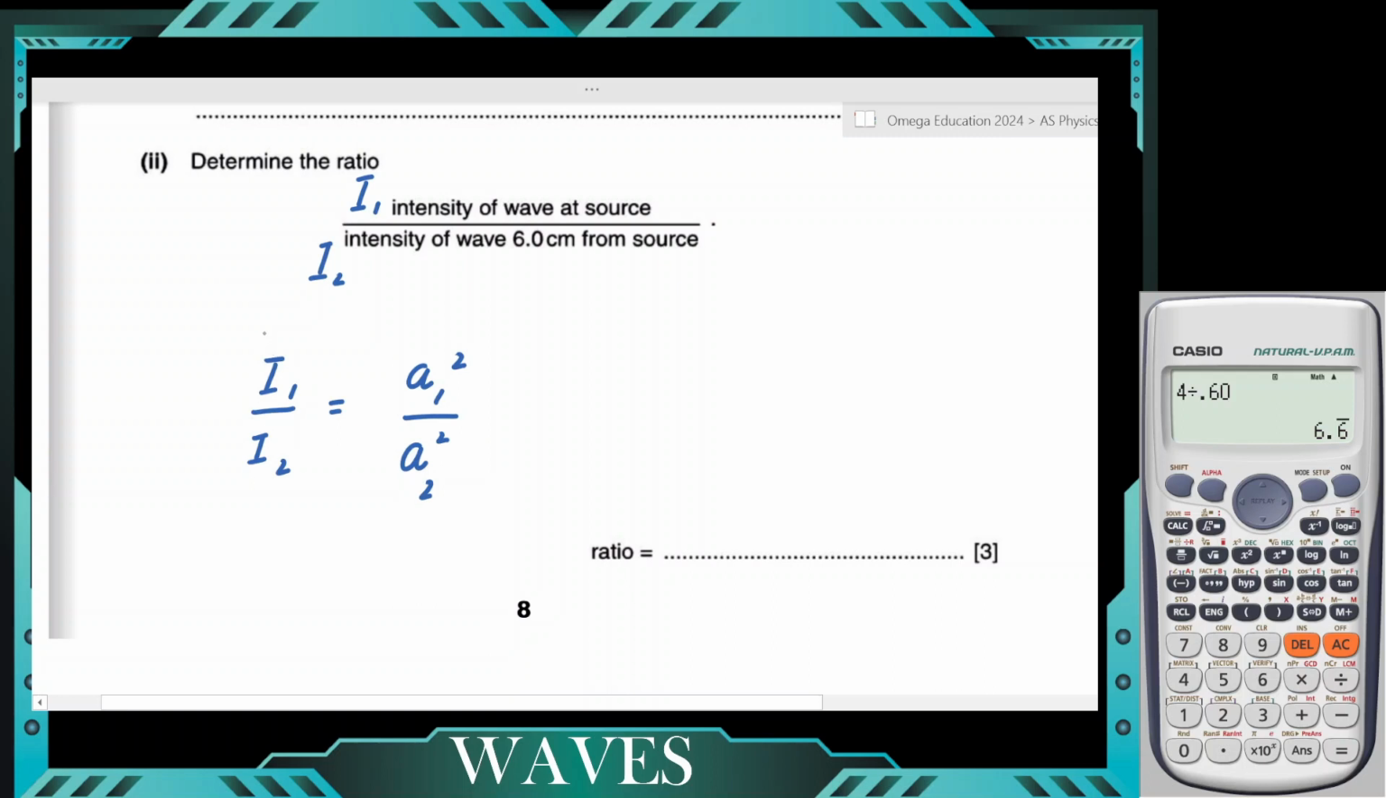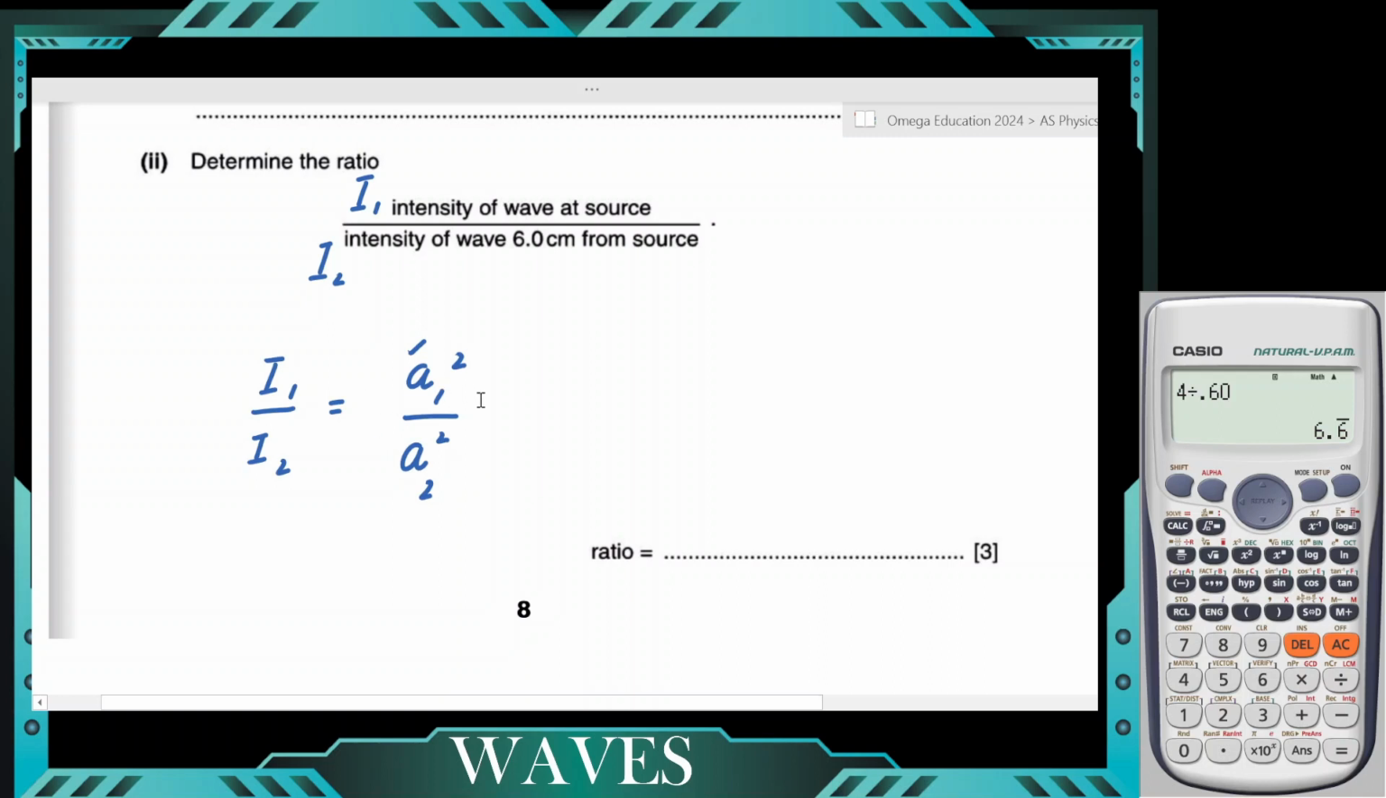You don't have to find the value of I1. You don't have to find the value of I2. You just have to find the ratio of it. The ratio needs to be found out. That doesn't mean you have to find the numeric value of I1 and the value of I2. No. So if we know the amplitude at the source, and if we know the amplitude 6 centimeter from the source, we can insert the values of A1 and A2, and we can find the ratio of I1 and I2.